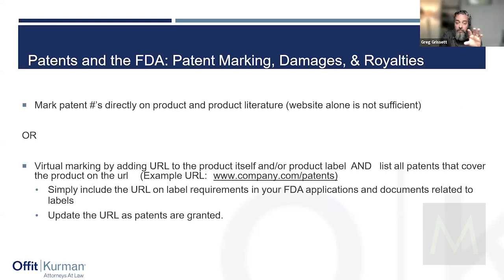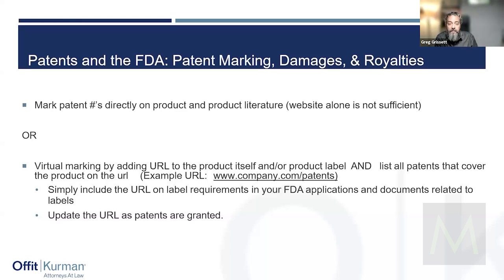So instead of marking directly on the products, and if you've got 10 or 15 patents, that's going to be hard if you have smaller products to do, you can do virtual marking where you put your URL on the product, www.gregsmedicaldevice.com, and on that website, you add your patent numbers. What this does is start notice for damages purposes at the point that you comply with the act. So it's a way to increase your damages base. This is a question that comes up in every due diligence investigation I've been involved with in the medtech space.